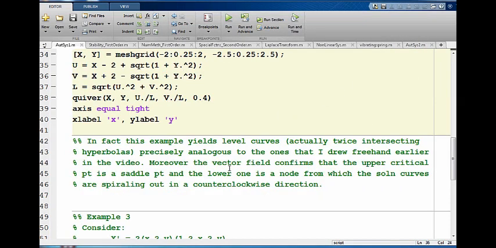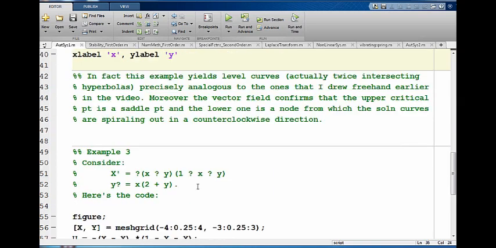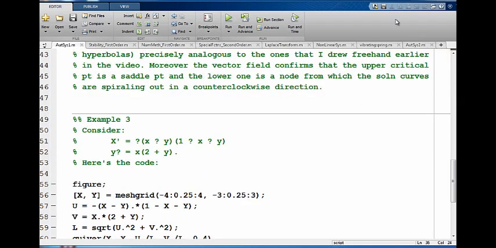So that's all it says here. The vector field confirms the upper critical point's a saddle point, the lower one's a node from which the solution curves are spiraling out in a counterclockwise direction. Finally, just a second.